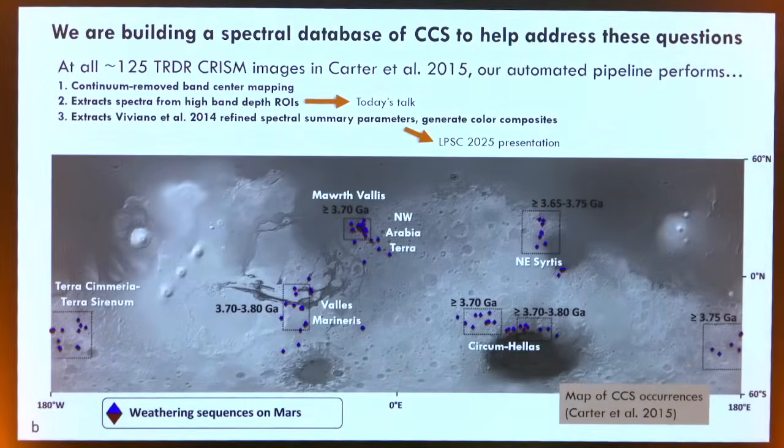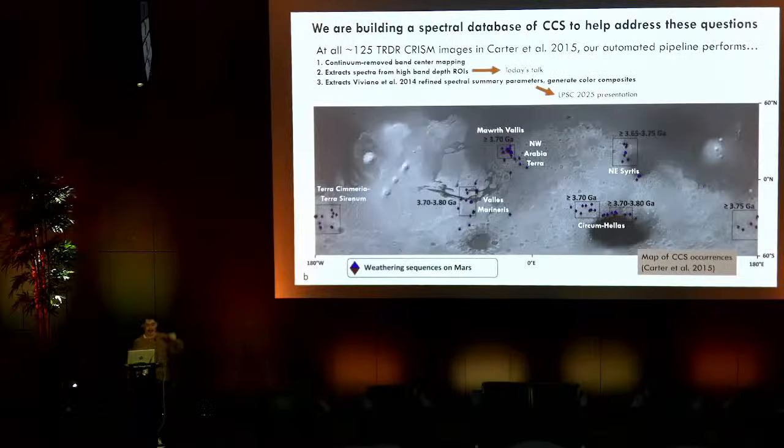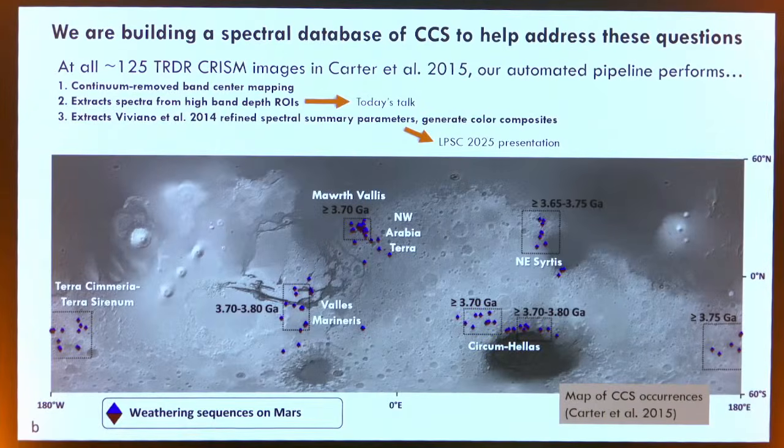And what we're doing is we're building a spectral database of compositional clay stratigraphies to help address some of those questions. For all 125 CRISM TRDR images in this paper, Carter et al. 2015, and here's a map of their detections for reference, our automated pipeline performs a bunch of steps, including continuum removed band center mapping, extracting spectra from high band depth ROIs, and extracting some of the Viviano et al. refined spectral summary parameters. For more on that, you can see my LPSC oral presentation, which I gave earlier this year. But I'm really going to be talking about spectra in this talk from these high band depth ROIs. And I'm going to show you how I produce them now.